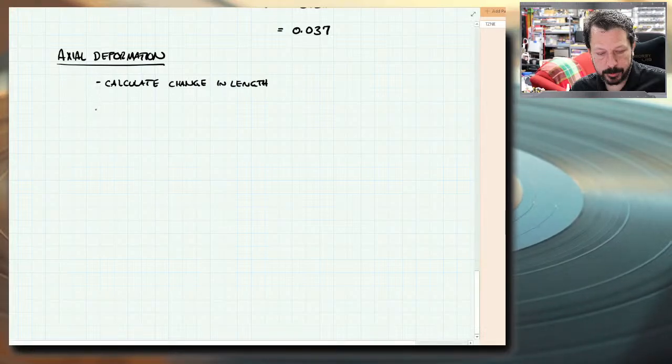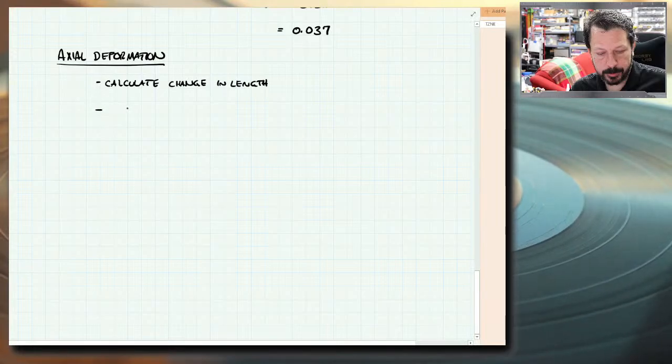All right. Calculate the change in length. Axial deformation. So this is where we're going to combine a couple of things that we know. We're going to combine the idea of Hooke's law. We're going to combine the idea of strain, which is change in length. And we're going to combine the idea of stress, which is how the force is doing something to the object. So let's write those equations first.